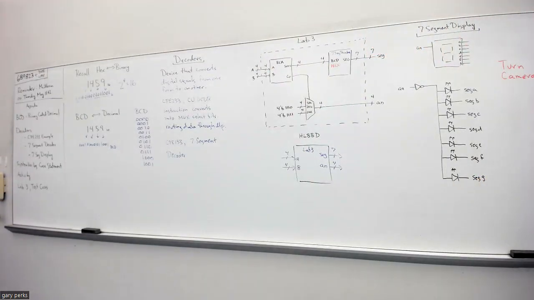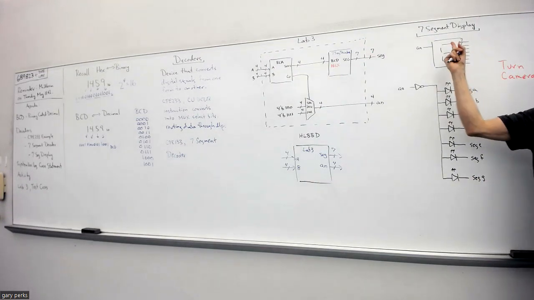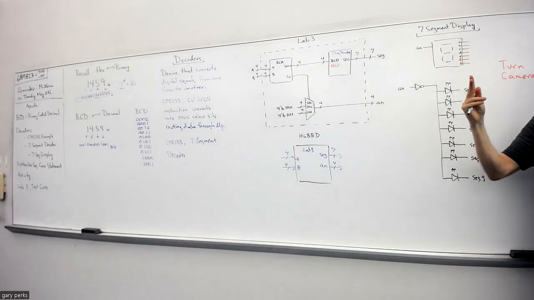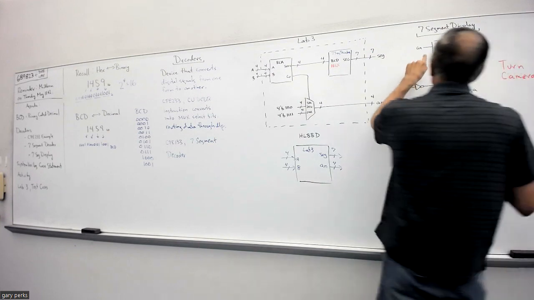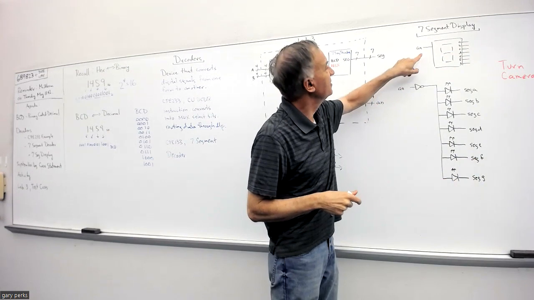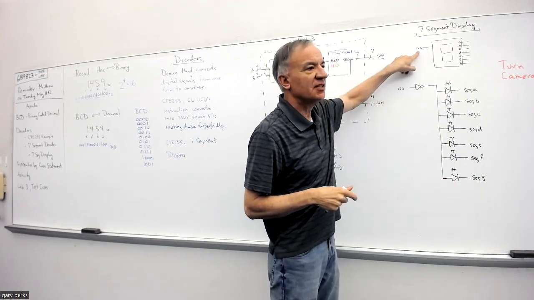Okay, so the first thing about a 7-segment display is that it has 7 segments, as you would think, right? And those 7 segments are oriented like a figure 8. And there's basically 8 pins. Okay, 1 pin is AN.